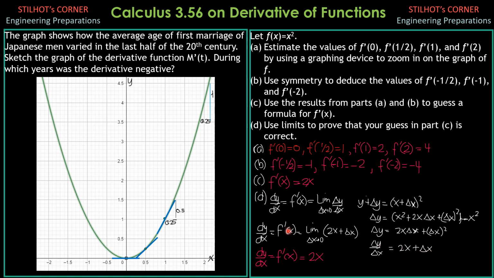Then dy dx is f prime of x, which is the limit as delta x approaches 0 of this expression. So when delta x approaches 0, dy dx, which is f prime of x, is indeed 2x. So our guess is correct. That means we have correctly guessed f prime of x. So we have the tangents here.